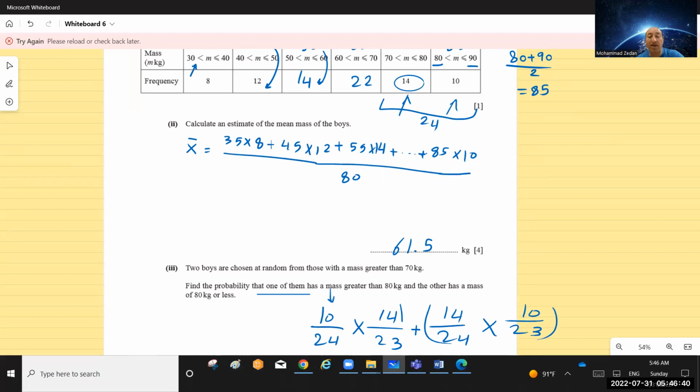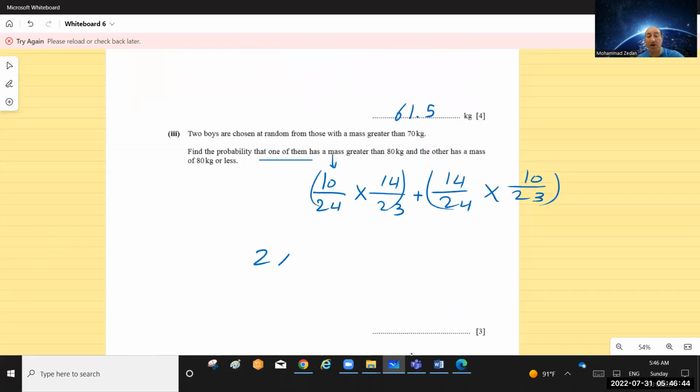So simply you can multiply one of them by 2. You can say 2 times 10 over 24 times 14 over 23. You will get the answer as 35 over 72. You can do it by calculator, okay?